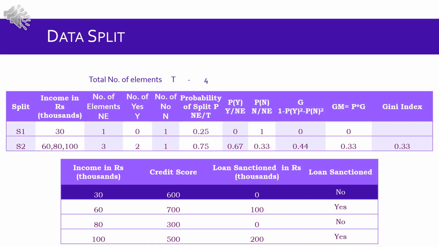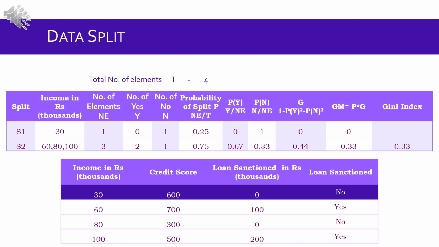Let us assume the first split with group 1 element as 30 and group 2 elements 60, 80 and 100. Total number of elements T presented to the root node is 4, out of which S1 takes 30 and the rest are assigned to S2. Number of elements NE in S1 is 1 and in S2 is 3. By referring to the loan sanction data, loan sanctioned in S1 is nil and not sanctioned is 1. So the number of yes, that is Y, is 0 in S1.